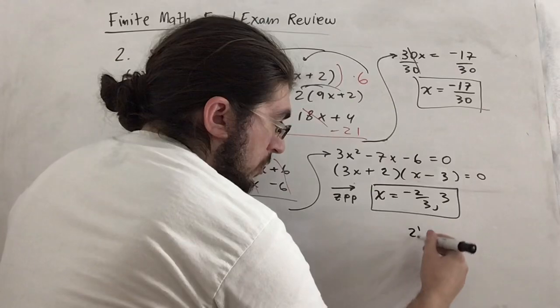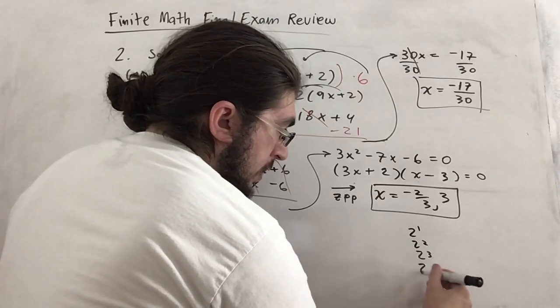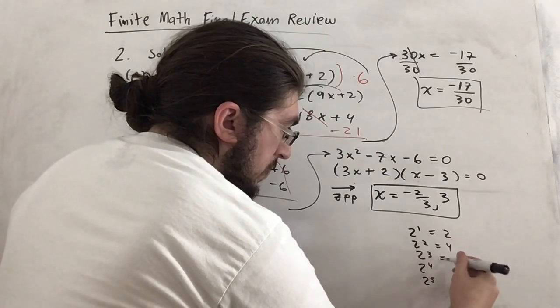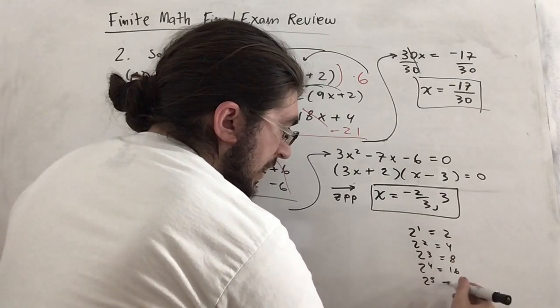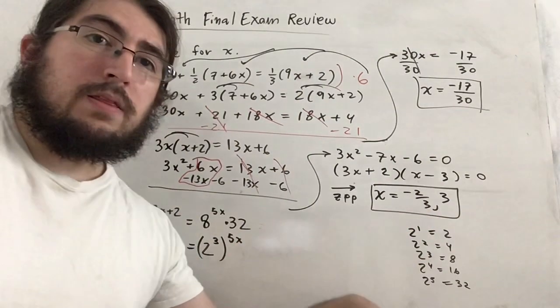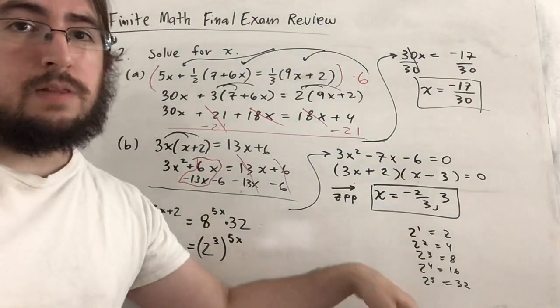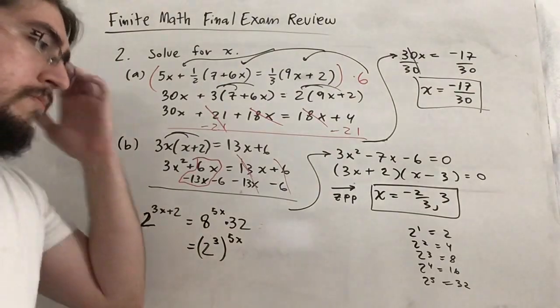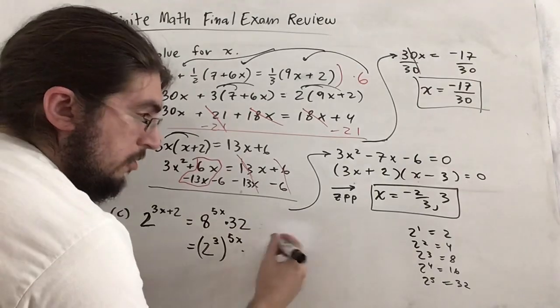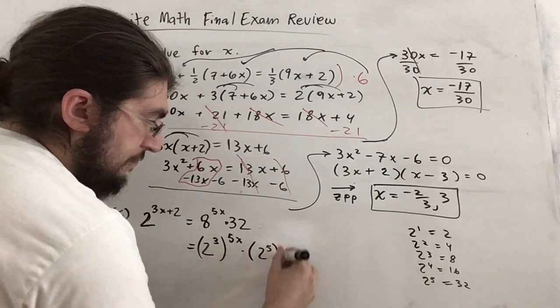Because if you look at 2 to the 1, 2 to the 2, 2 to the 3, 2 to the 4, and 2 to the 5, let's say, 2 to the 1 is 2, 2 to the 2 is 4, 2 to the 3 is 8, 2 to the 4 is 16, and 2 to the 5 is 32. Notice in this list, we're just multiplying the previous one in the list by 2 to get the one we're at. So with that being said, 8 is 2 to the 3rd. 32 is 2 to the 5th.